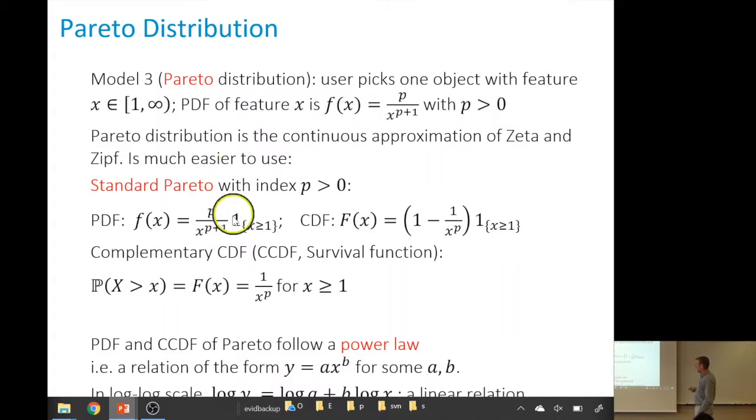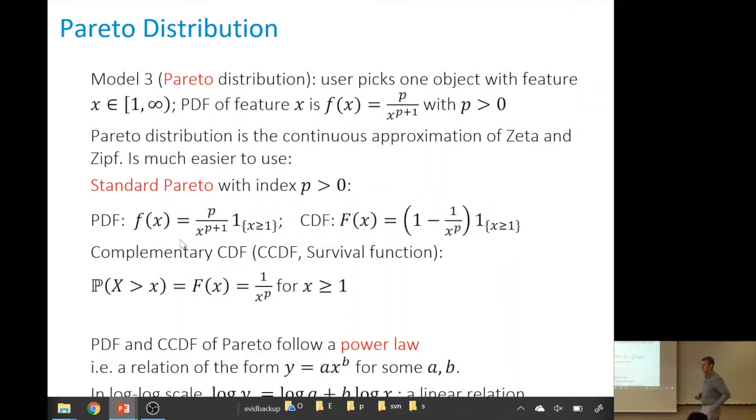The standard Pareto is exactly the one I said here. So it has this PDF, which is captured by this index. So it's the same thing saying here. The CDF is obtained by integrating this from 1 to x. And that gives simply this formula here.